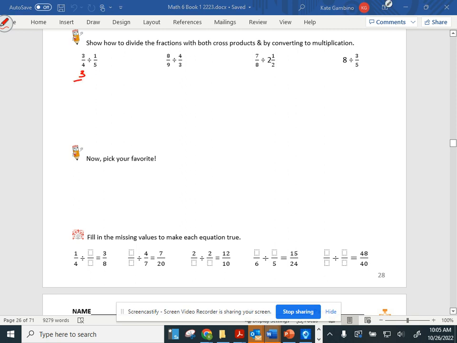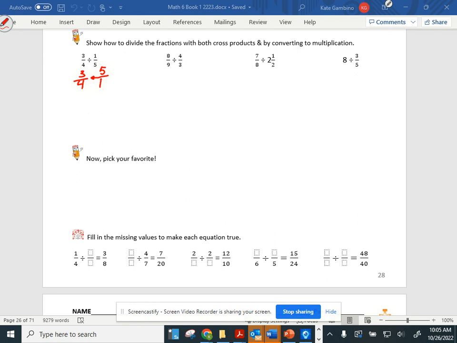Let's do it by converting it to multiplication. I have my first fraction stays the same. What's my next step? Melina? Flip it to multiplication. Yeah, I'm going to flip dividing to multiplication. So you should be doing this on your paper. What's my next step? Aiden? Don't you switch the 5 and the 1? I flip 1/5 to be 5/1.